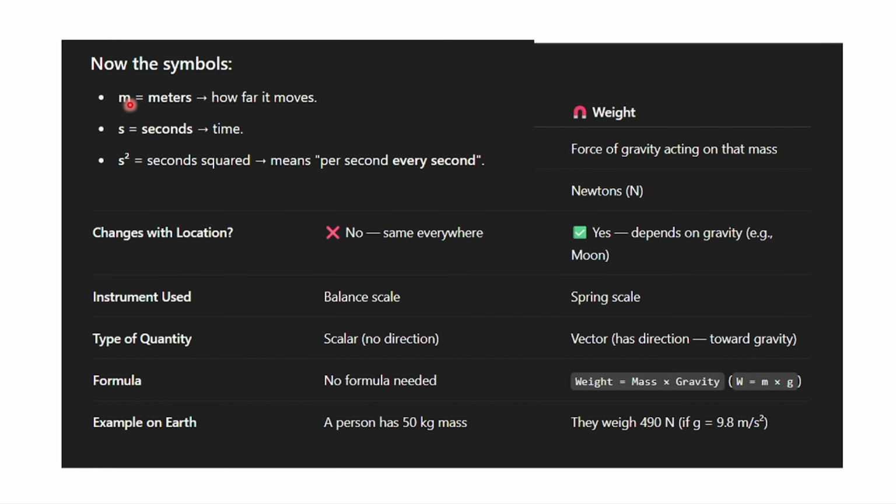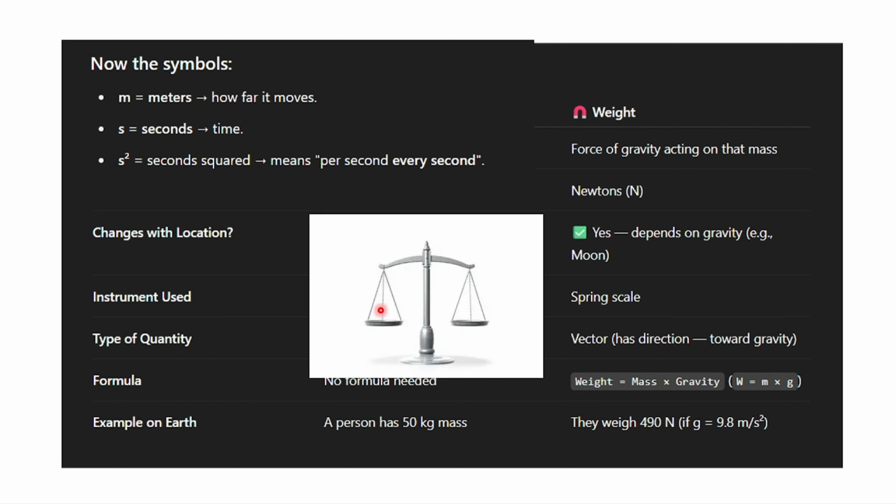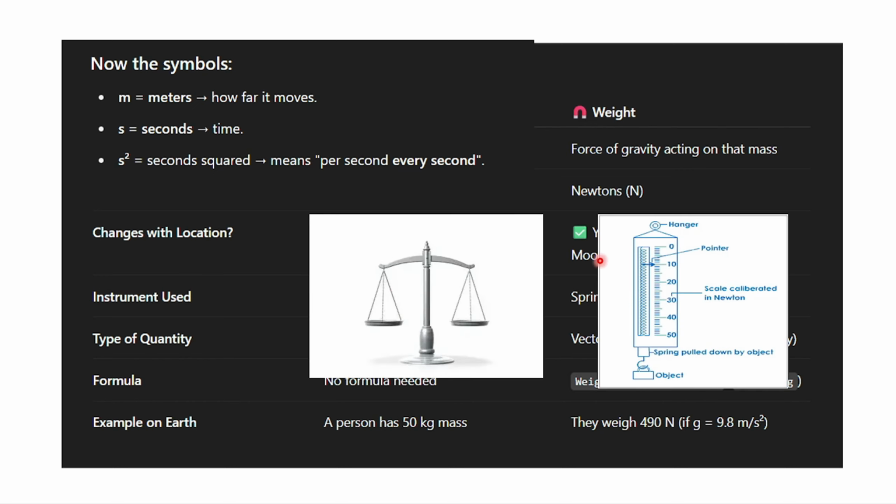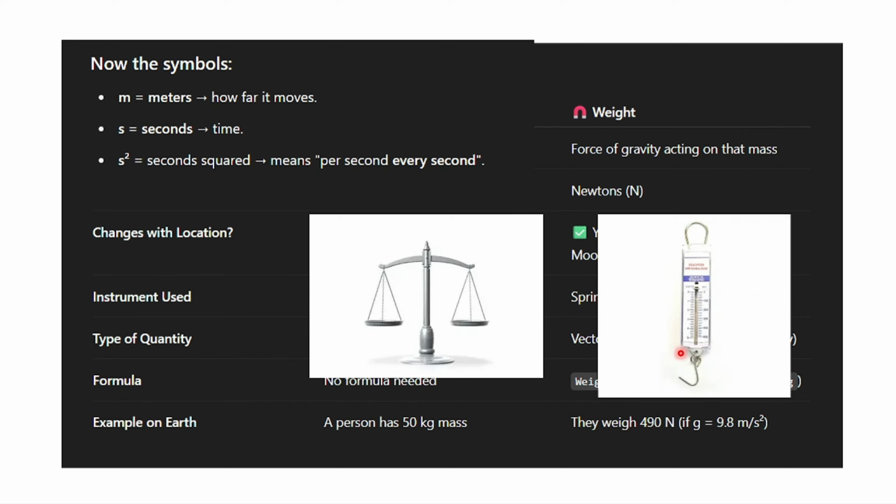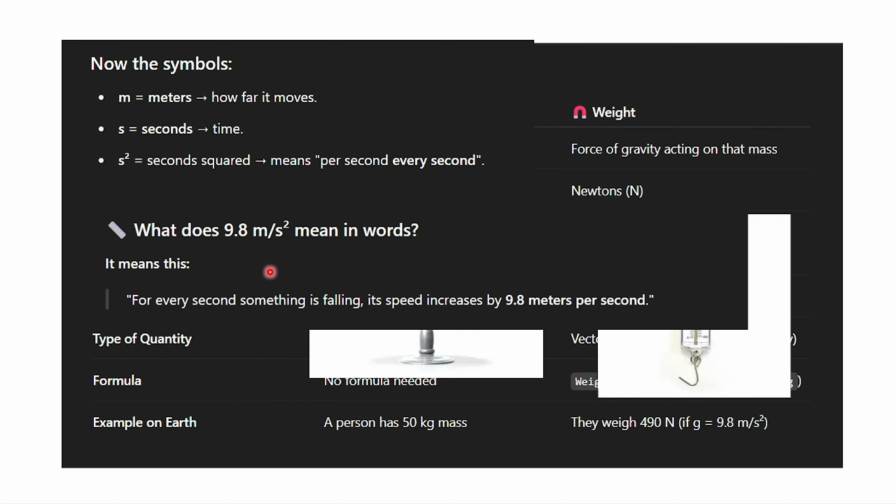The M stands for this, the S stands for this, the S squared stands for this. So here's an example of a balance scale. And here's an example of a spring scale. As you can see, a spring scale is measured in newtons. You put your object here to show how much gravity is pulling down on the object. That's why you hang the object. And here's an example of a spring scale in real life. So 9.8 meters per second squared means that for every second something is falling, its speed increases by 9.8 meters per second.